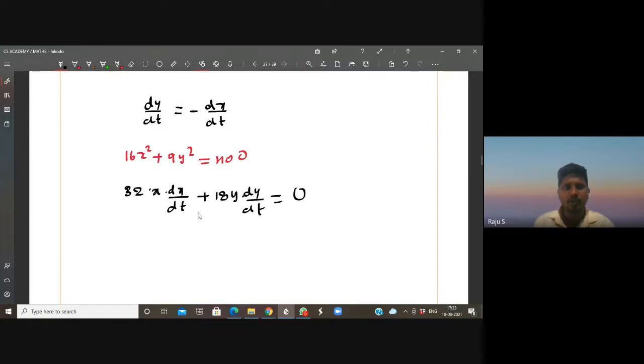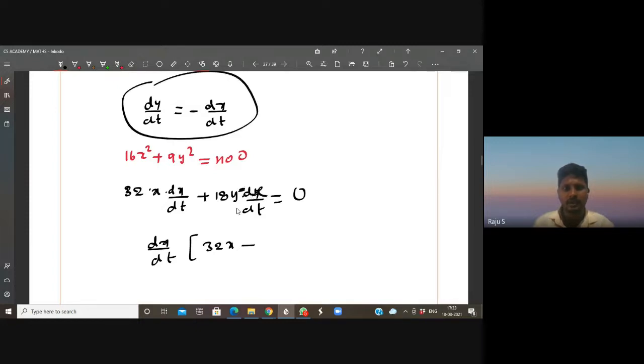So what is dy by dt? Should I replace it here with minus dx by dt? Shall I take dx by dt outside and write 32x plus 18y? Not plus, because dy by dt is minus dx by dt. So when you take dx by dt outside, we get 18y is equal to 0. The rate of change dx by dt should not equal 0, so that we can equate 32x is equal to 18y.